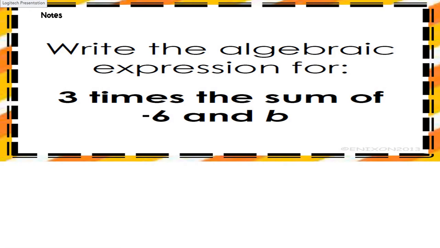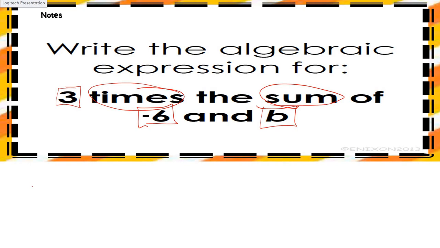Alright, so again, we're going to write the algebraic expression. Again, if you want to try this on your own and come back and check your work, that would be great. Otherwise, stick with me. We'll go through some more. So here I have 3 times the sum of negative 6 and b. So I want 3 times the sum of negative 6 and b.